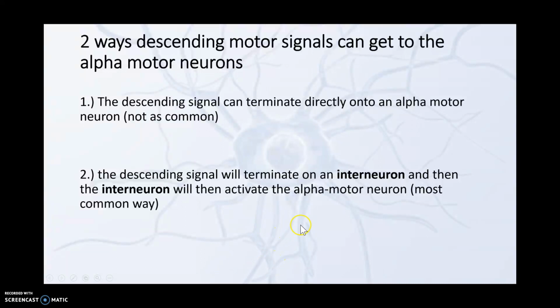So 2 ways descending motor signals can get to the alpha motor neurons is what we're going to talk about next. There's 2 different ways. One is the descending signal can terminate directly onto an alpha motor neuron, which is not as common. So this comes directly from the brain right onto the alpha motor neuron. That's usually not as common, but it can happen. 2, the descending signal will terminate on an interneuron, and then the interneuron will then activate the alpha motor neuron. That is our most common way, and that's what we're going to continue with next. So the most common way is the descending signal will terminate on an interneuron, and that interneuron is going to dictate what happens next.